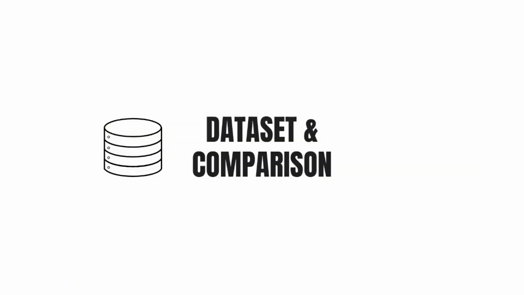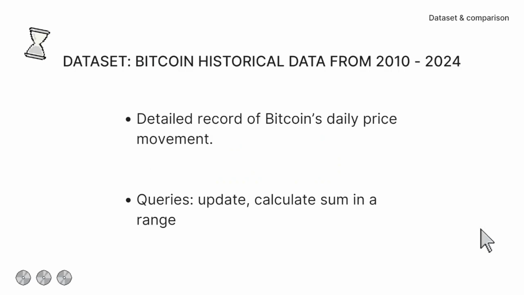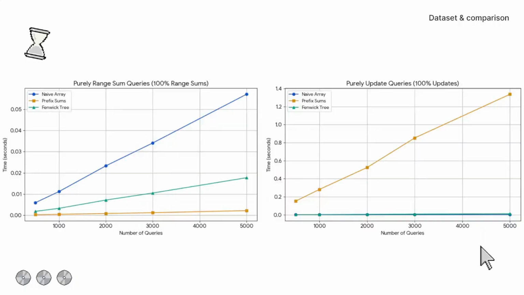The last subpart of demo and application is dataset and comparison. The dataset I chose is Bitcoin historical data from 2010 to 2024. And here, the file contains detailed records of Bitcoin's daily price movement. Based on this file, I will have two main queries: update and calculate sum in a range. Definitely I will use Fenwick Tree for these queries.